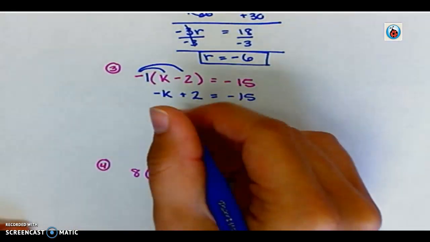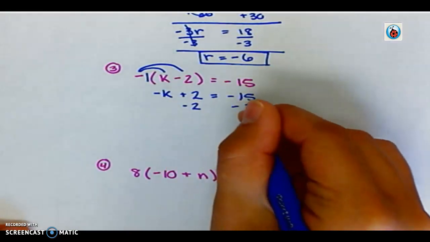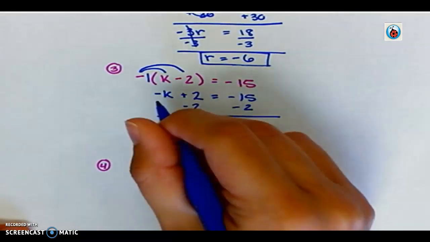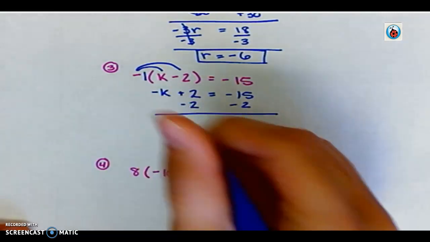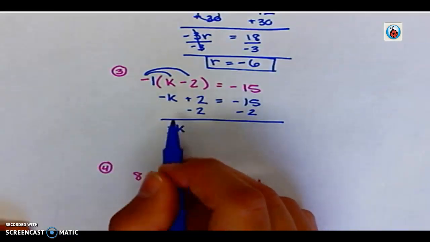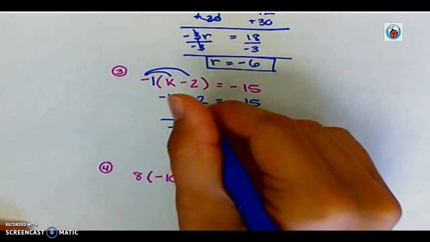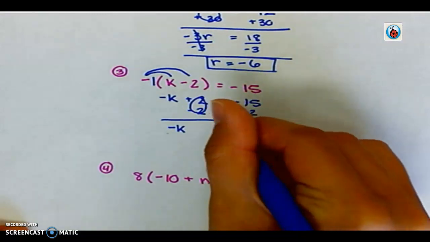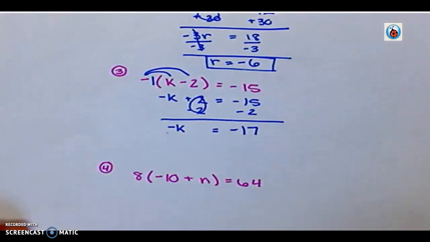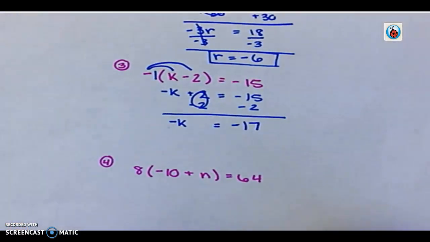Now I'm going to subtract 2 from both sides, because I want k by itself still. So I have negative k. Don't forget to bring down that negative sign with the k. Those became 0 equals negative 17. And this is where you will mess up if you're not careful.